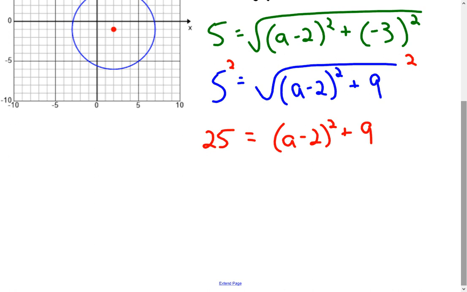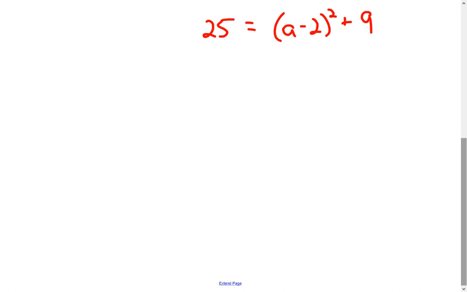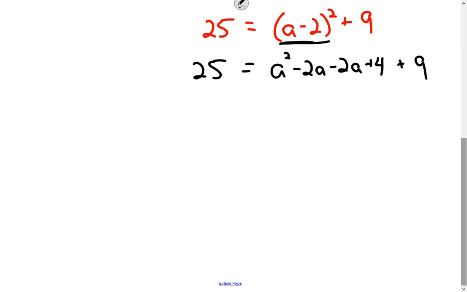Well, I have a quadratic here. I'm going to have to take this binomial and FOIL it, square it. So then I'm going to end up with, this is going to turn out to be a squared minus 2a minus 2a plus 4. That's just this part, but then I still have the plus 9 equal to 25. Well, I know this is a quadratic equation, and when I solve a quadratic, I like everything to be on one side, so one side's equal to 0. So what I'm going to do right now is I'm going to subtract the 25 from both sides. So I have the left side equal to 0, and my right side's going to have everything else.